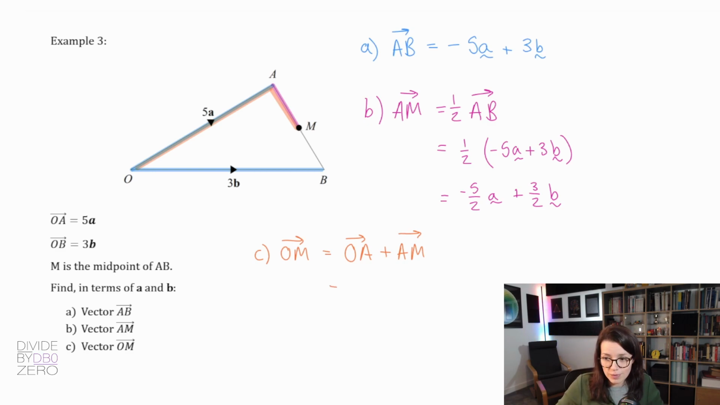So in this case, do we know vector OA? Yep, that's 5a. And do we know vector AM? Yes, we actually found that in part B. So we can use that to help us. Just stick on your answer that you got from part B. So minus 5 over 2 a plus 3 over 2 b. And just like in algebra, we can simplify this now. So 5a plus minus 5 over 2 a. If this was a calculator paper, you could just stick that in the calculator. If not, you could work it out on the side and you would get 5 over 2 a and then just the 3 over 2 b. And we're done.